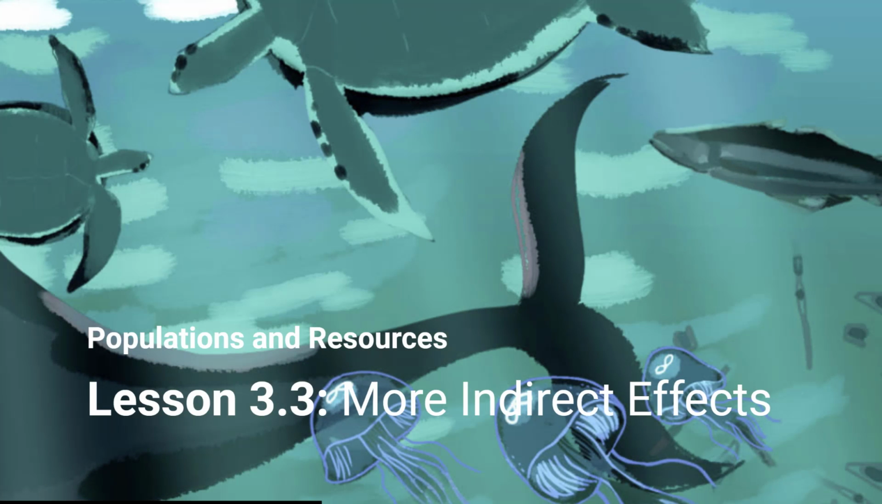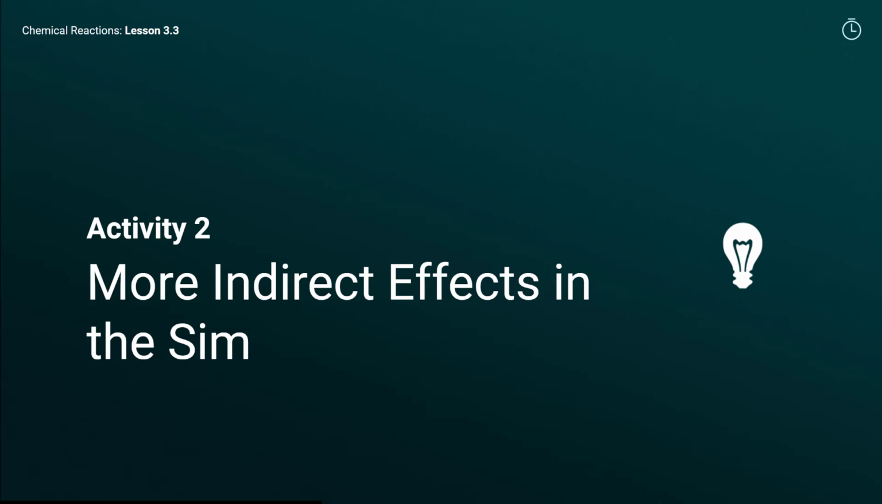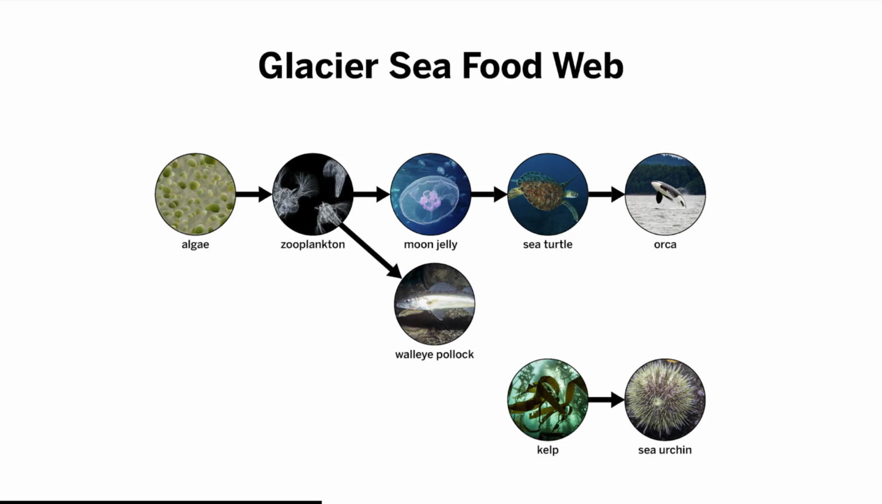Population Resources Unit, Lesson 3.3: More Indirect Effects. Activity 2: More indirect effects in the sim. What other populations might affect the size of the jelly population? Answer: orca, algae, and walleye pollock.